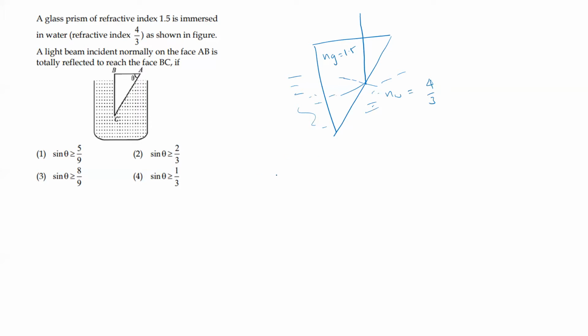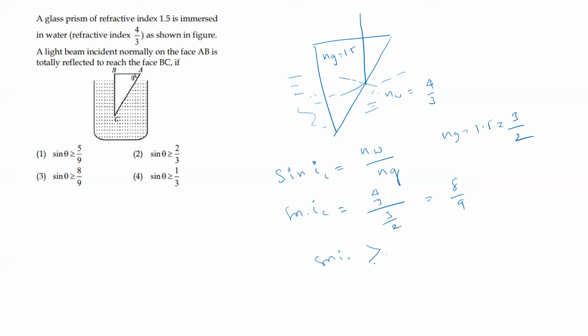For total internal reflection, sine IC is equal to N water by N glass. N glass is 1.5, which we can write as 3 by 2. Water is 4 by 3, glass is 3 by 2, so this is 8 by 9. So sine theta is greater than or equal to 8 by 9. For this condition, total internal reflection takes place.